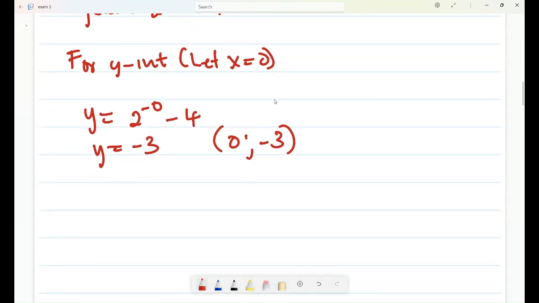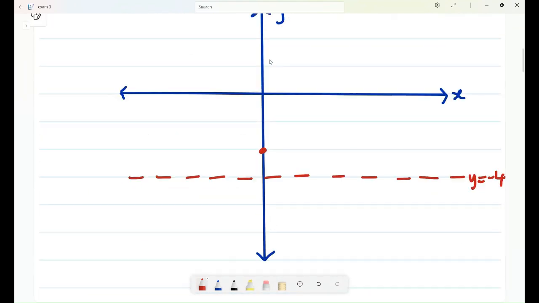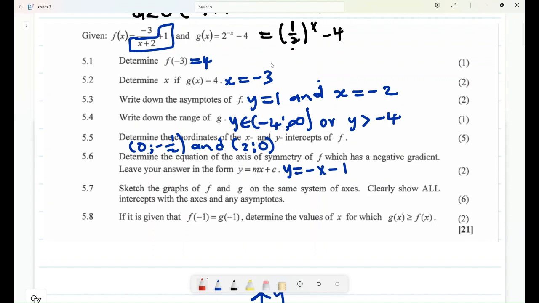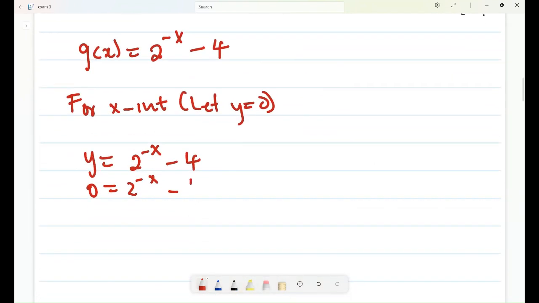Then how do I calculate my x-intercept? For my x-intercept, I let y equal to 0. I say y equal to 0, so 0 is equal to 2 to the power of negative x minus 4. Did I do this one? Oh, I did not. Sorry. When I take this 4 to the other side, 4 is equal to 2 to the power of negative x, right?